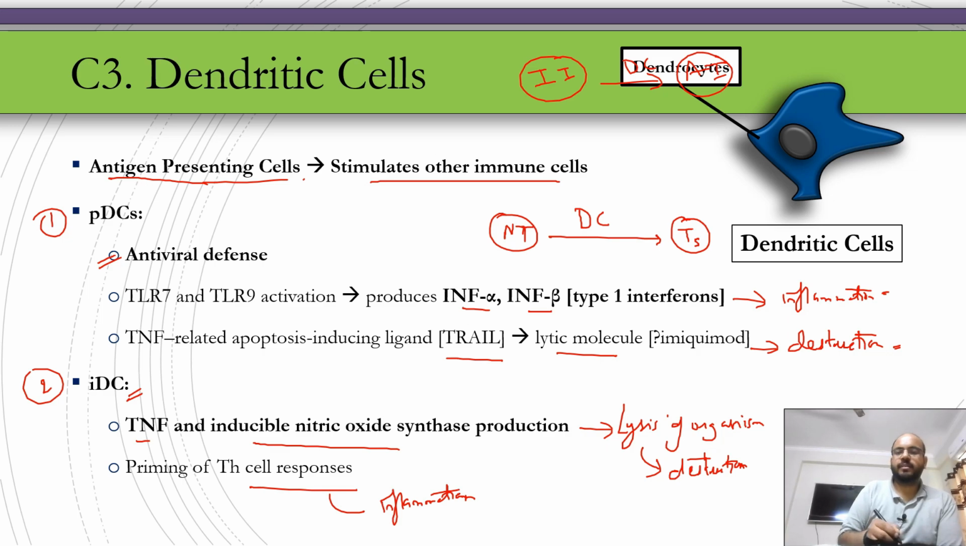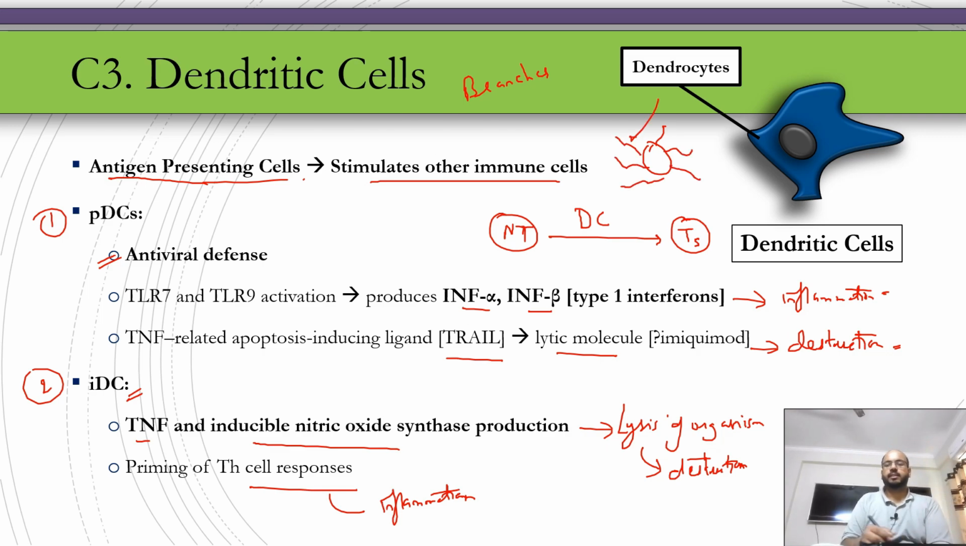Yeah, so dendrites, the processes which come out of dendritic cells, are known as dendrites. Dendrites come from, I think, the Greek word dendron, which means branches or branching like a tree. So if you look at a photomicrograph of dendritic cells, you will see these kind of processes. And these processes are dendrites, branches. Clear? Let's move forward.